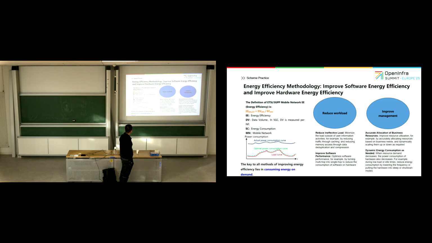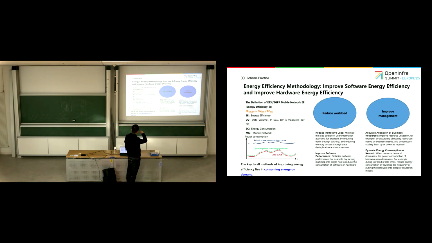So this is the energy efficiency methodology that is defined by ETSI and 3GPP. The energy efficiency of our mobile network is decided by two key characters. One is the data volume run on 5GC or the next generation, and the other is the energy consumption. By dividing these two parameters, you get the energy efficiency for the mobile network.